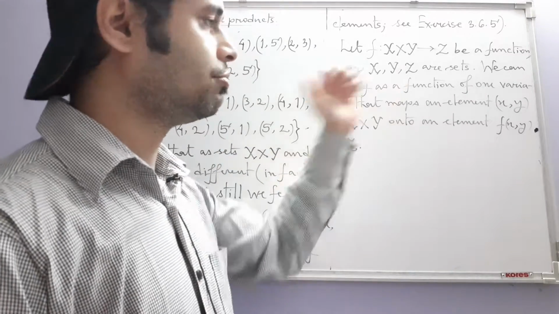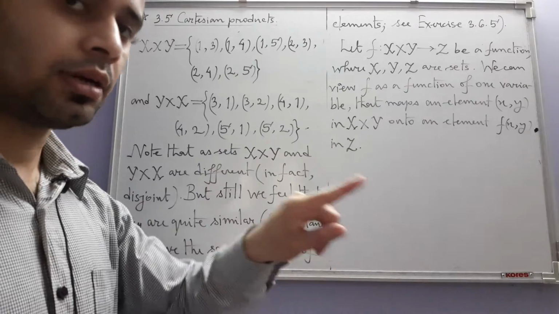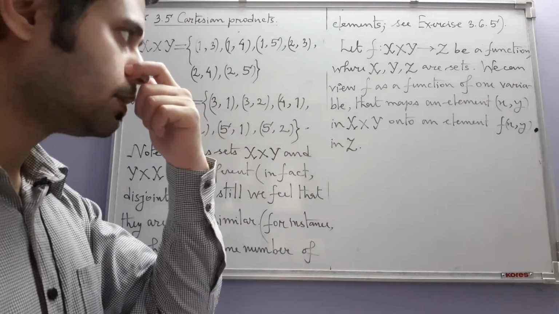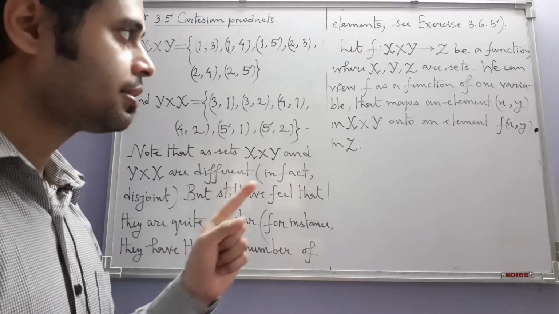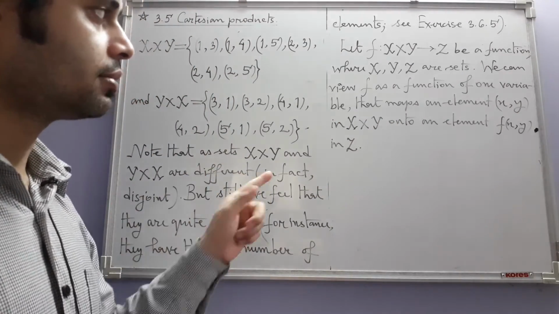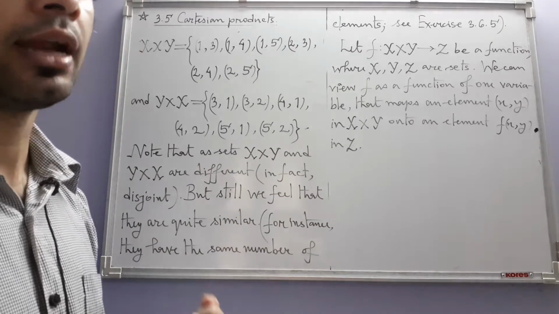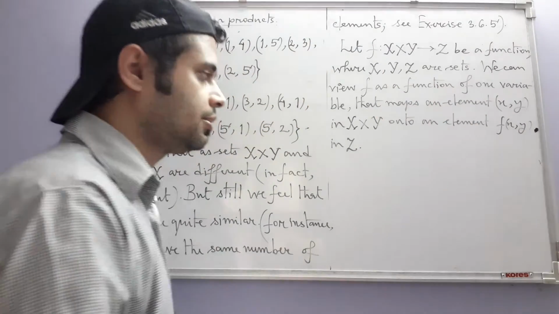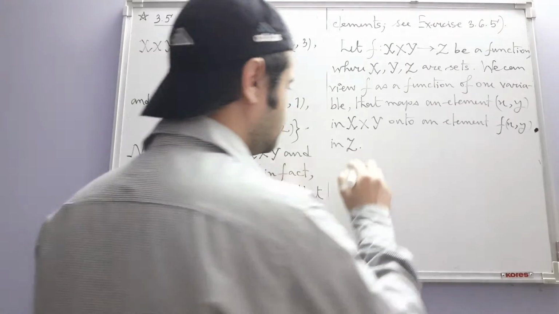That's how we can view this function. Input is a composite object, however it's a single object consisting of two other objects, and output is of course some element in Z. But at the same time, and in fact this you already know if you have gone through multivariate calculus, F can also be treated as a function of two variables, X and Y.